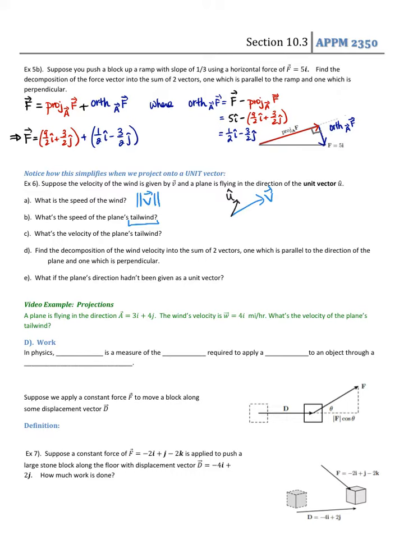And the speed of the plane's tailwind, what we're really looking for is, first let's sketch what the tailwind's going to look like. I'm going to take the velocity vector and I want to project it. I'm just going to make a little dotted line here that goes in the direction of the airplane. And then I'm going to project the velocity vector this way. And so this is going to be the tailwind component because it's the component of the wind that's going in the direction of the airplane.